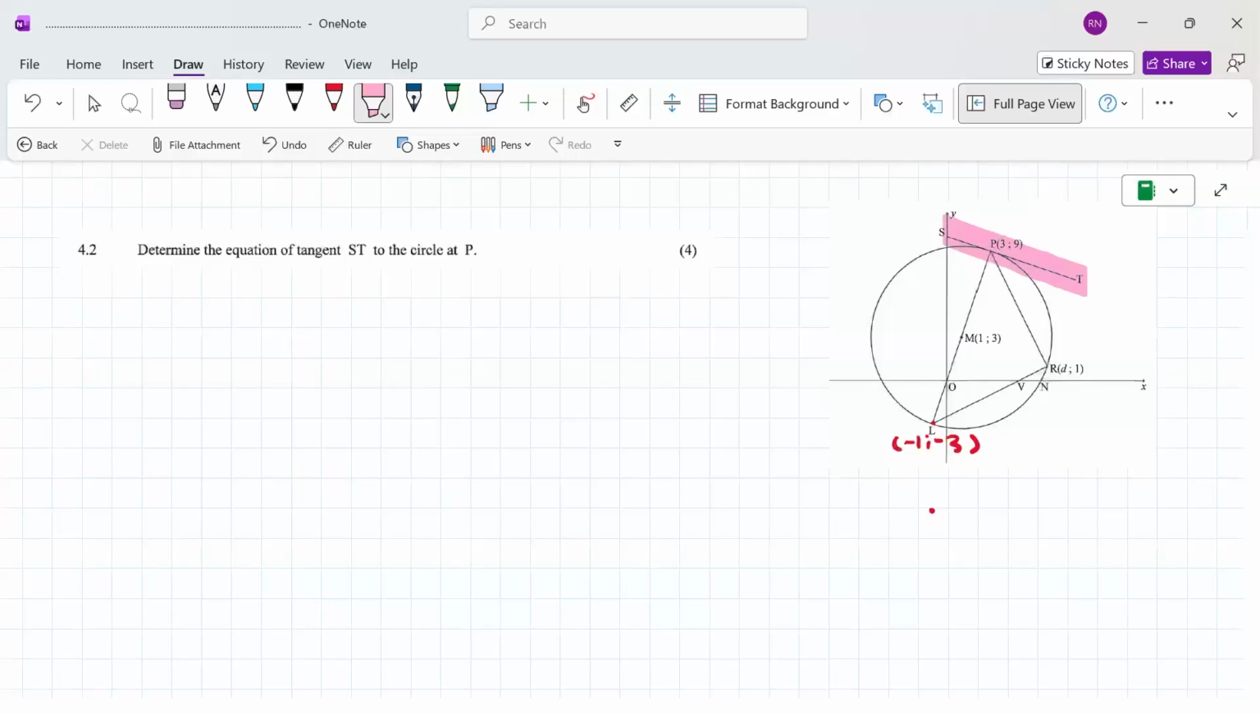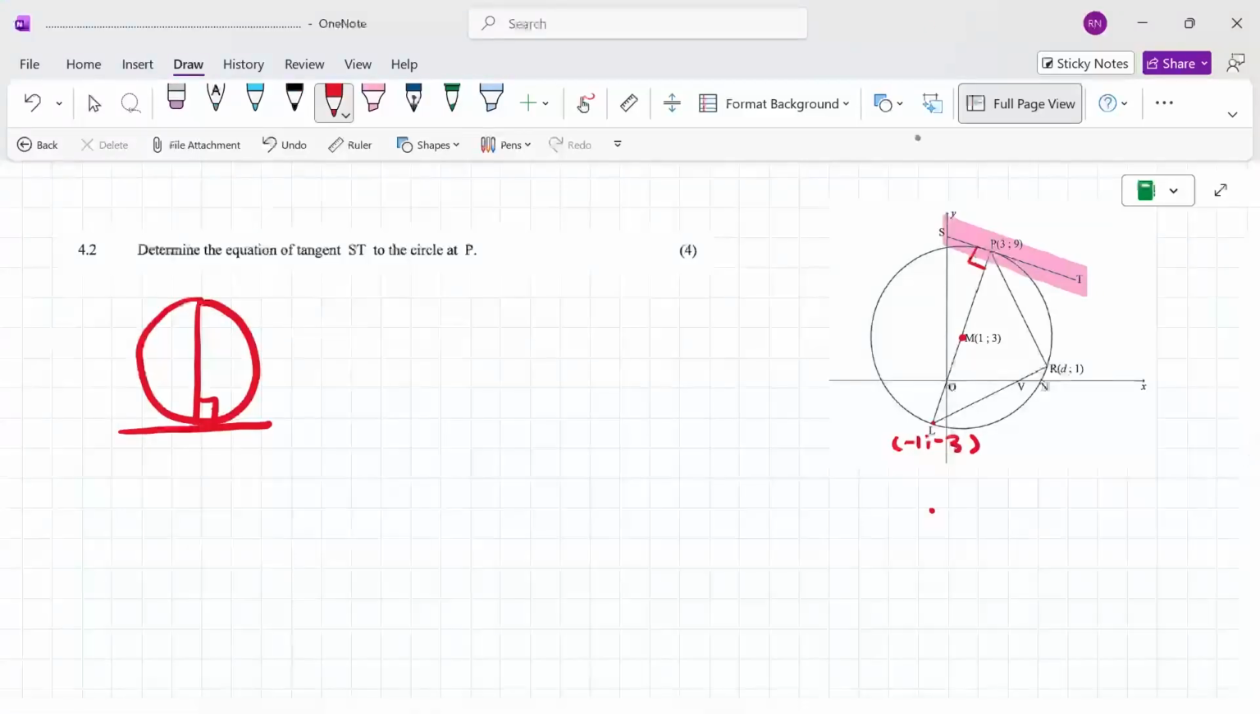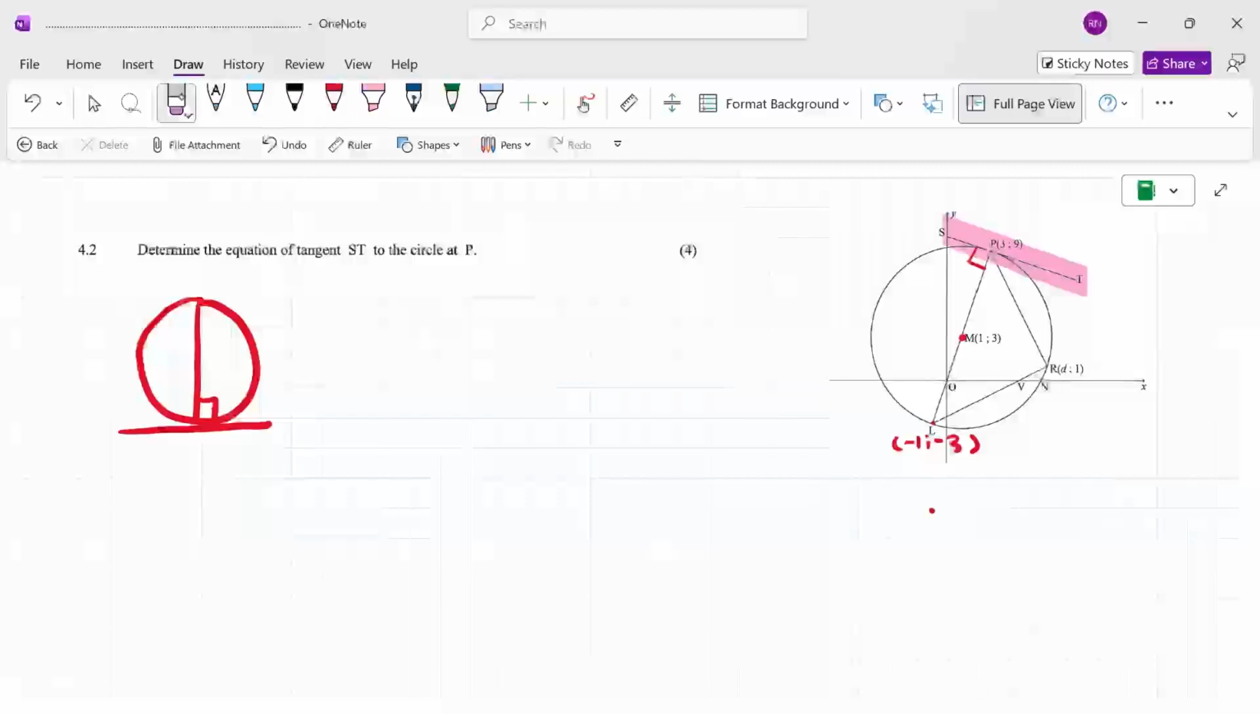And we're given the circle center as well. So that's another hint. They said this midpoint is the circle center. So we know that if I have a line going through the center of the circle and it meets the tangent, it makes a 90-degree angle there. So that means this is a 90-degree angle between PL and ST. And what do we know about lines that meet at 90 degrees?